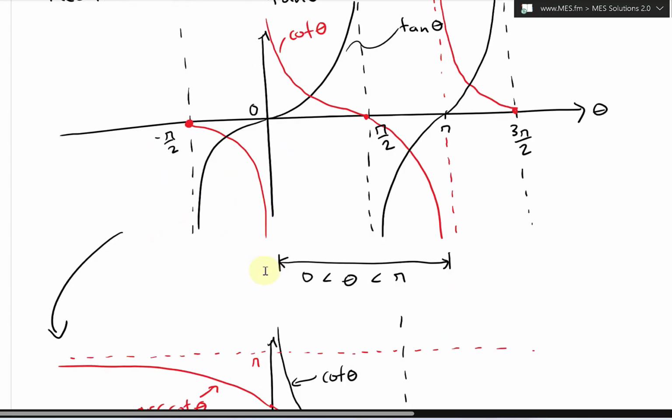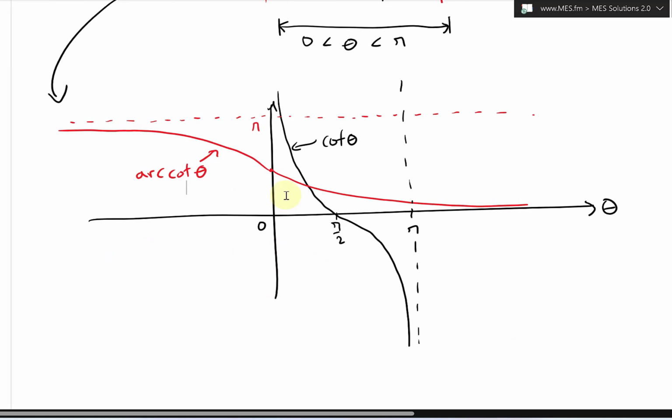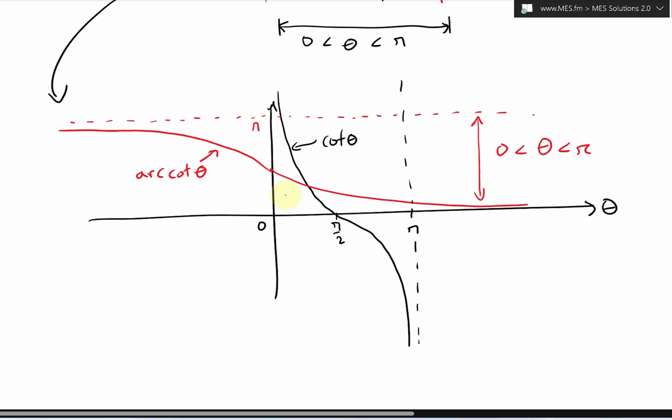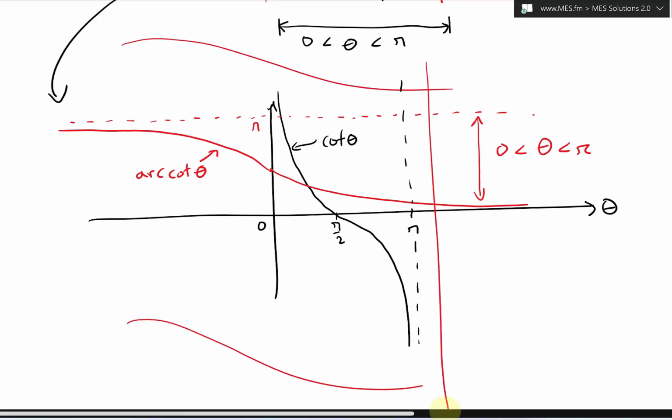Because notice it keeps repeating, we're only looking at this one, so this vertical range is going to be from 0 to pi, where this is theta. That is what it's defined for, so that it's a one-to-one function. For each theta, you only have one arc cotangent theta here, and not multiple ones on the top or the bottom, etc. Otherwise, you'll have a non-one-to-one function. Anyways, let's remove all that.